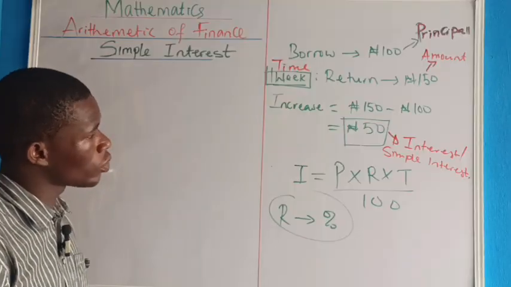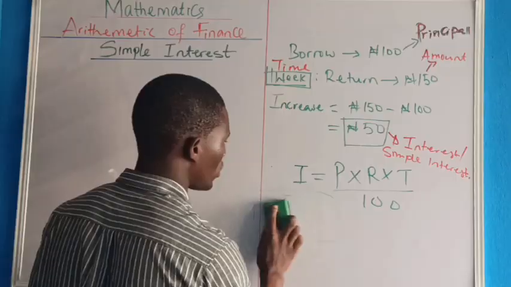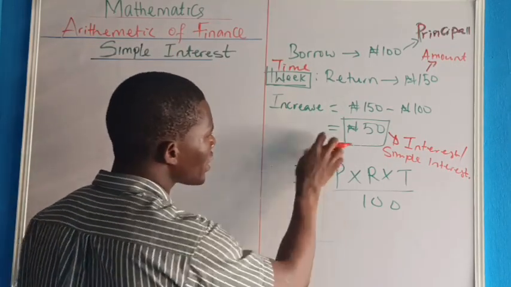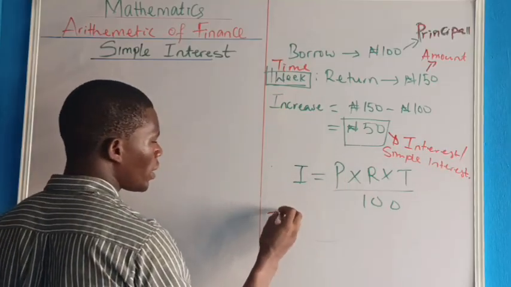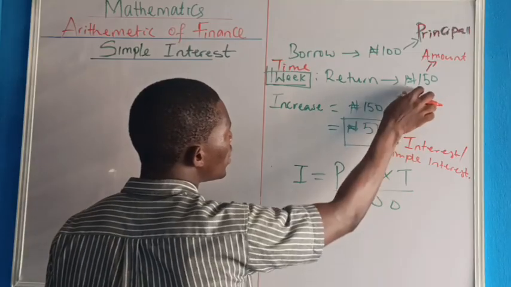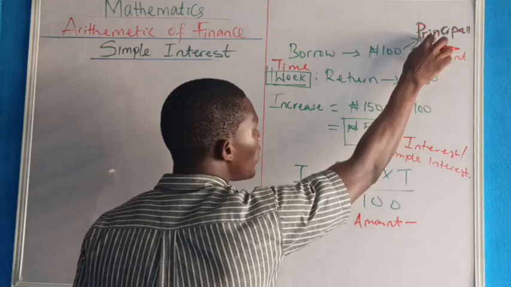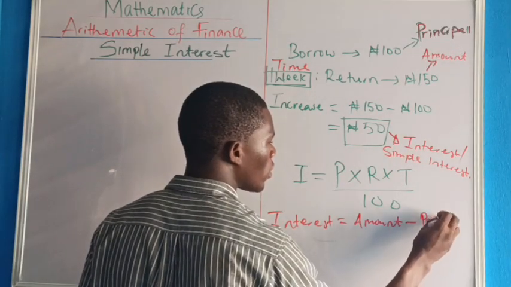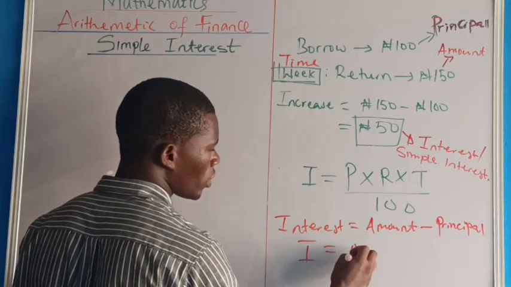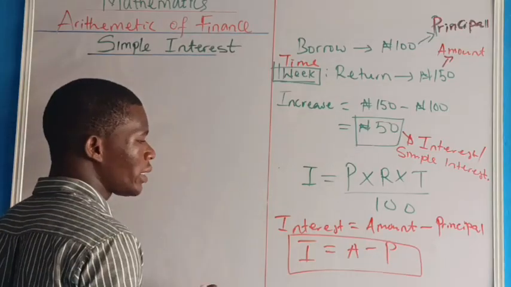And then another thing I want us to take note of is that our interest is equal to the return, that is the amount that you are paying back, minus the principal. So that is very important for us to take note. So interest equals amount minus principal.